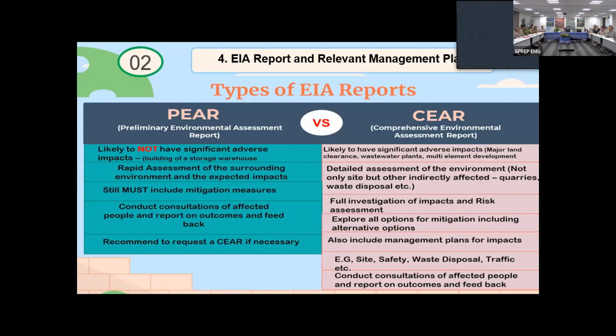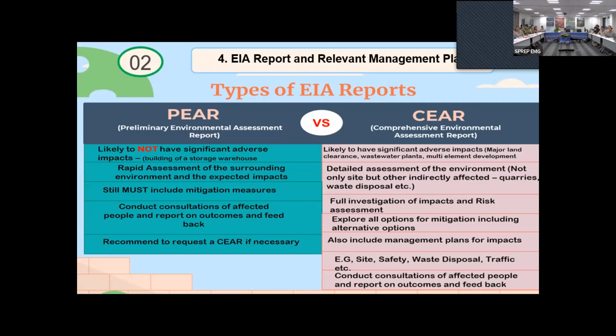And very importantly as well, whether it's a PEA or a SEA, there are still consultations of the neighbors or any affected persons. The report must include these outcomes, and also the signatures of all the people you have consulted, and the feedback that they have provided you.